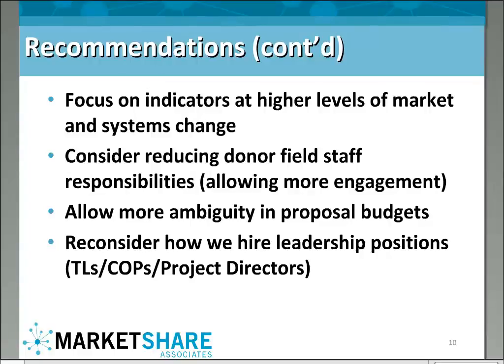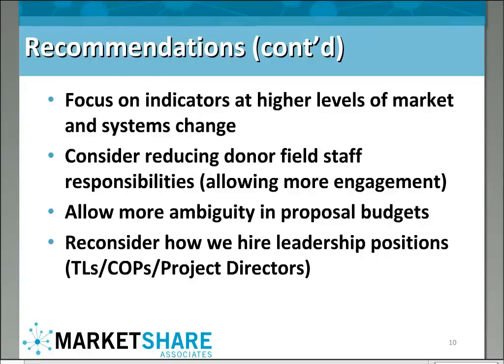In the past, I've called that an innovation facility. There are other terms that people use. They end up being couched in terms of a flexible fund that's useful for emerging priorities. The more we can be ambiguous and general in our proposal budgets, the more freedom we have to implement.